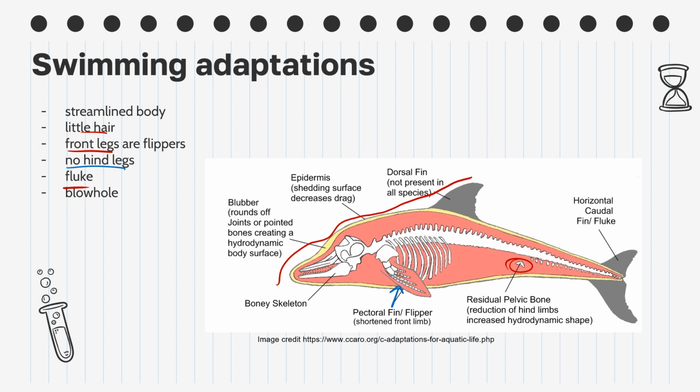They've got a fluke. This fluke is this horizontal fin at the end, and its job is to flap up and down again to help with that propulsion. They also often will have a blowhole, which closes up super tight, and then they can hold their breath for a very long time.